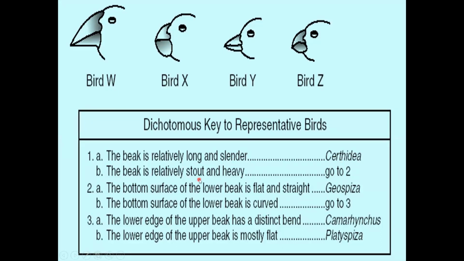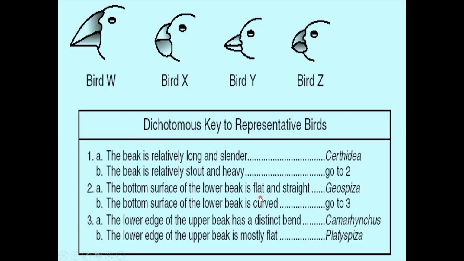The beak is relatively stout and heavy. That is the stout and heavy. आपको stout का meaning मुझे नहीं पता, but I know that heavy, it is looking heavy. ठीक है, relatively long है, cylinder है. मुझे इन सब में जो beak long नजर आ रही है वो this one है. ठीक है. The bottom surface of lower beak is flat and straight.